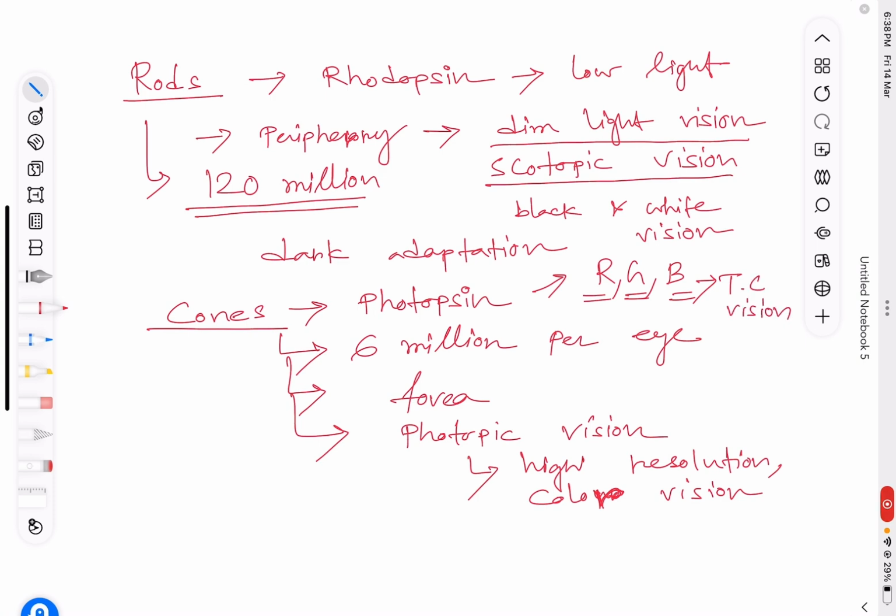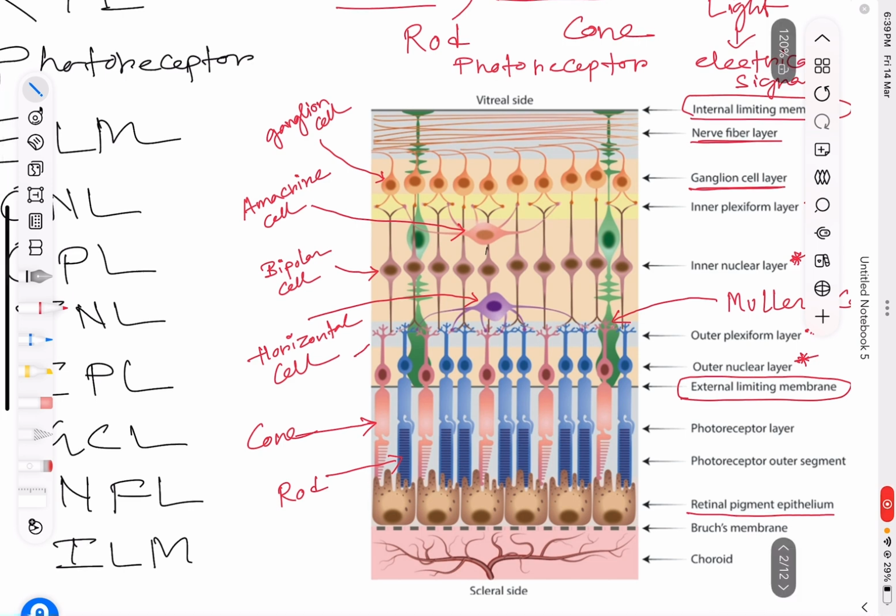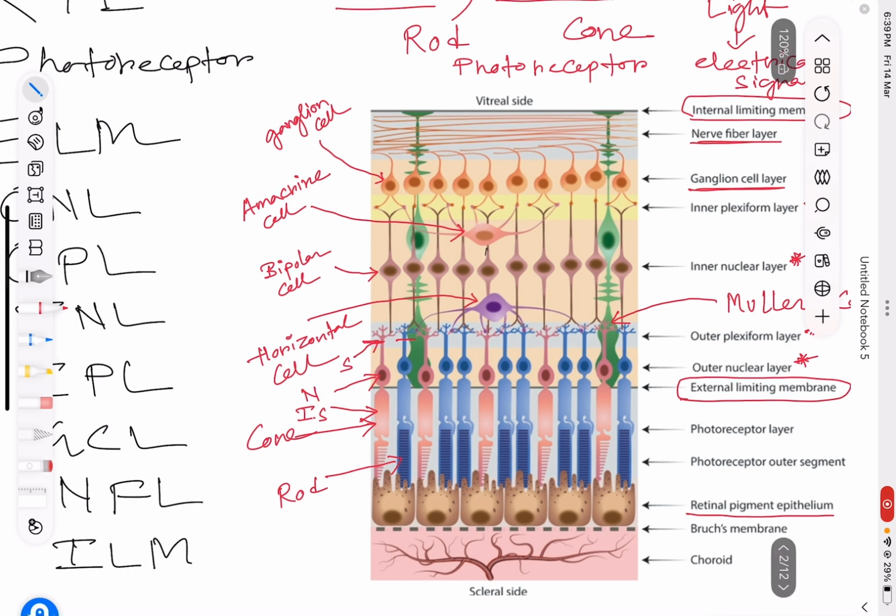Coming back to this picture, the structure in blue color is rod and this is cone. In this structure, I'll draw, this is the synaptic end of the photoreceptors, rod as well as cone. This is the nucleus. This is the inner segment. So synaptic end, nuclear end, inner segment, and this layer is the outer segment.